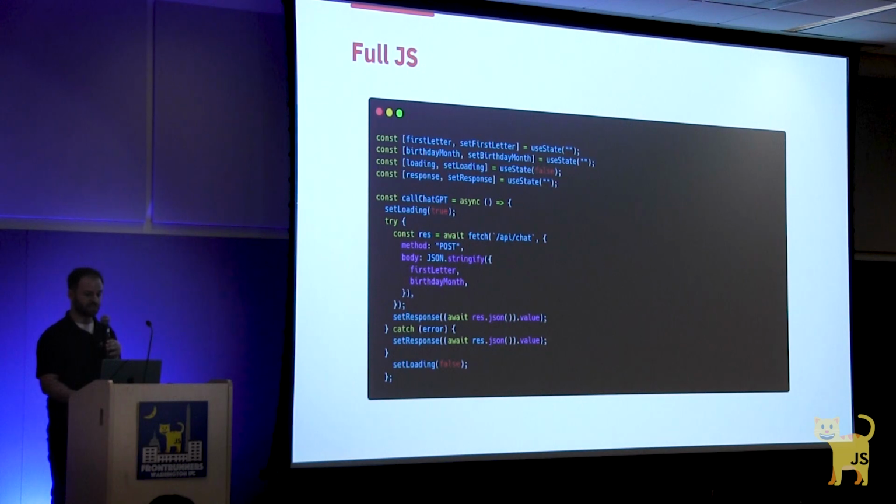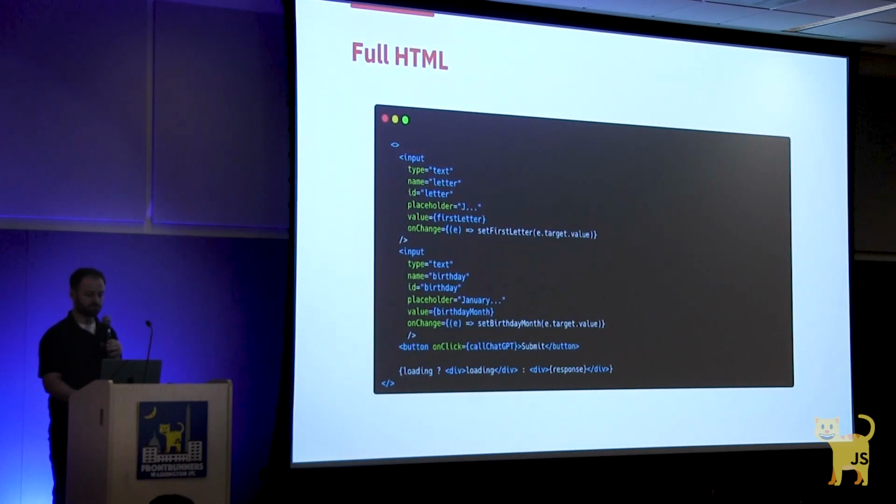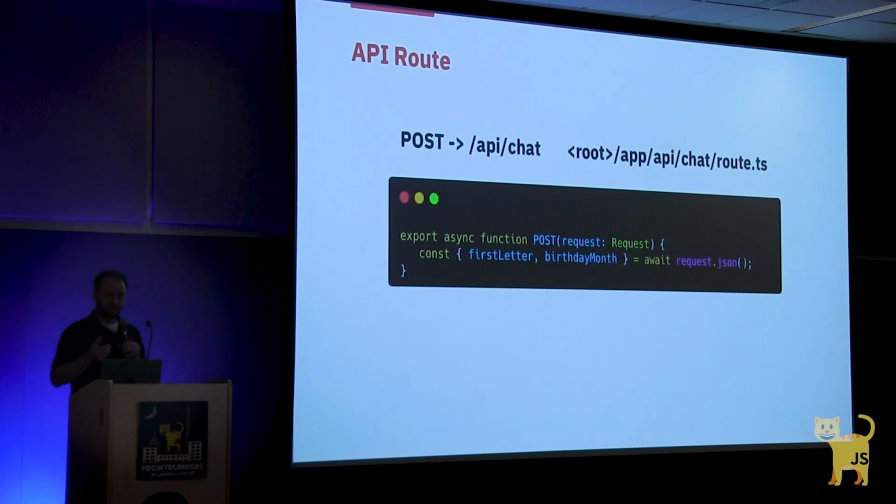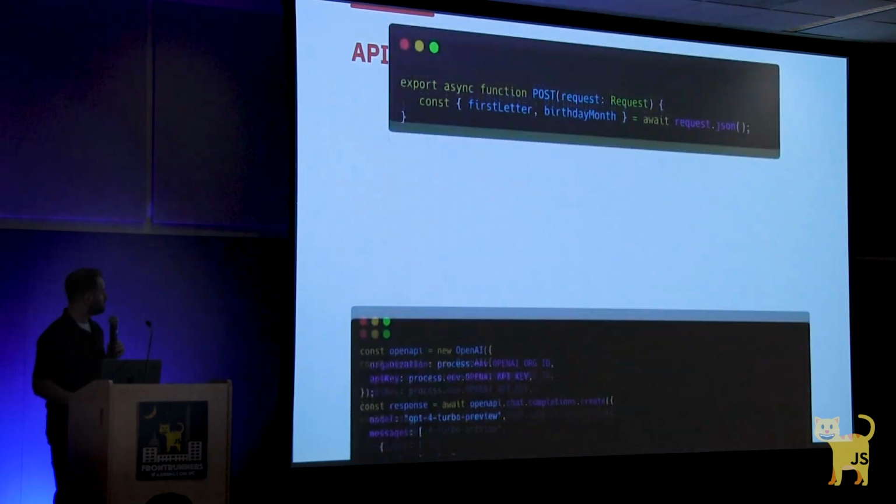Here is the full JS, and here's the full HTML. So now the API route. So the API route, we're going to read the first letter and birthday month.